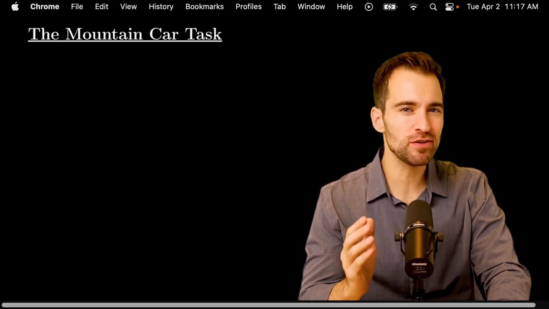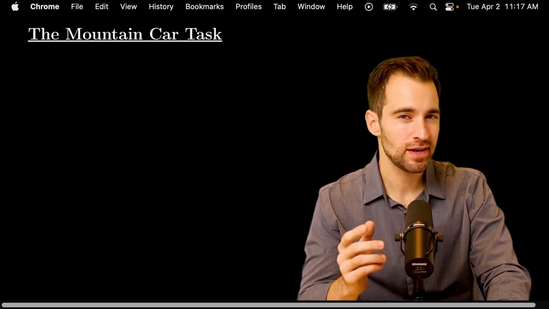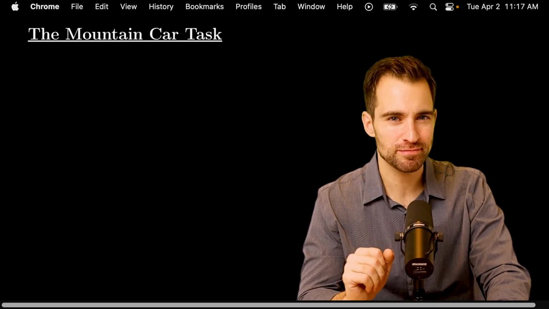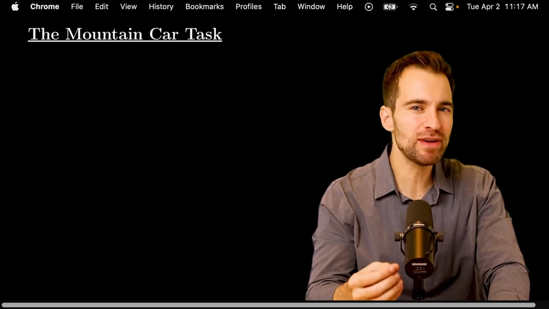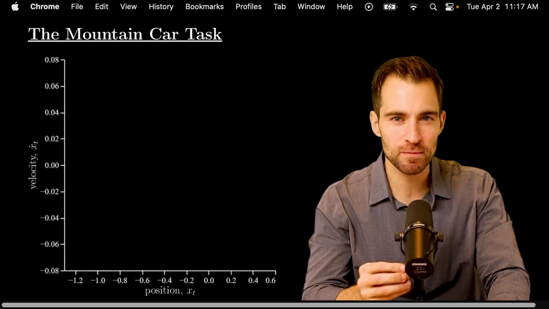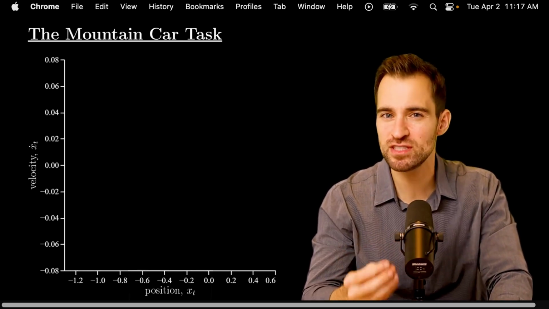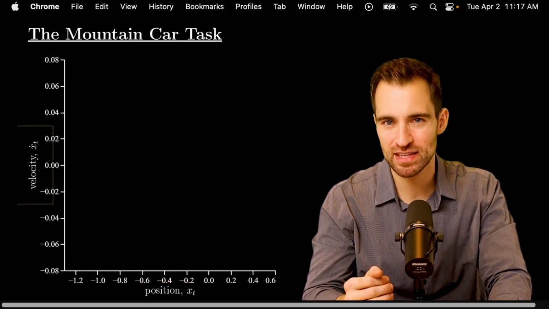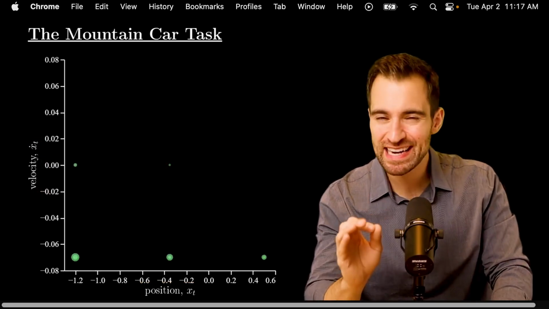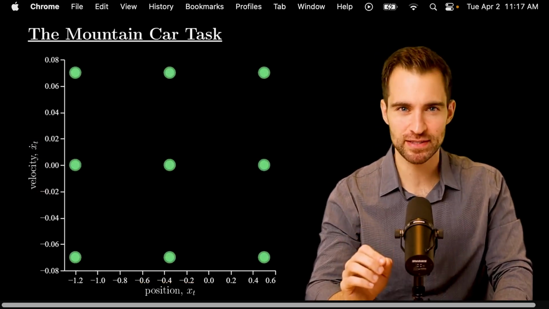Well, let's use a linear function and determine our features. And this is where I deviate from the book just a bit. To understand my features, let's imagine the state space as a 2D plane, where the horizontal axis is the position and the vertical axis is the velocity. Next, I'll pick 9 evenly spaced points over this space.